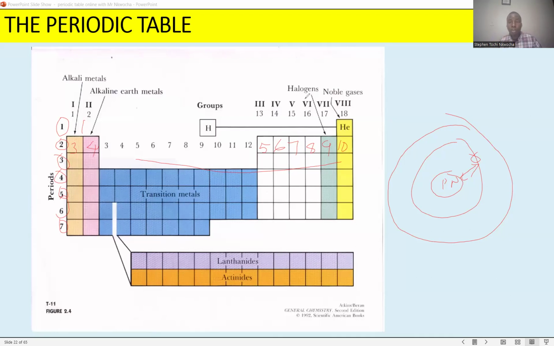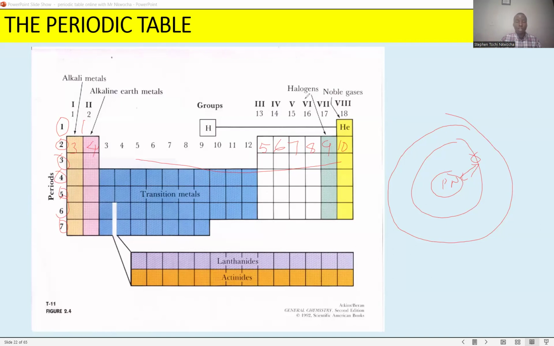Will it increase across the period? Yes, because you are increasing the number of protons. So the more there are protons, the more that grip. That's what we call nuclear attraction. So the more the protons, the more the nuclear attraction, and the more difficult it is for an electron to be knocked out. So think about it.